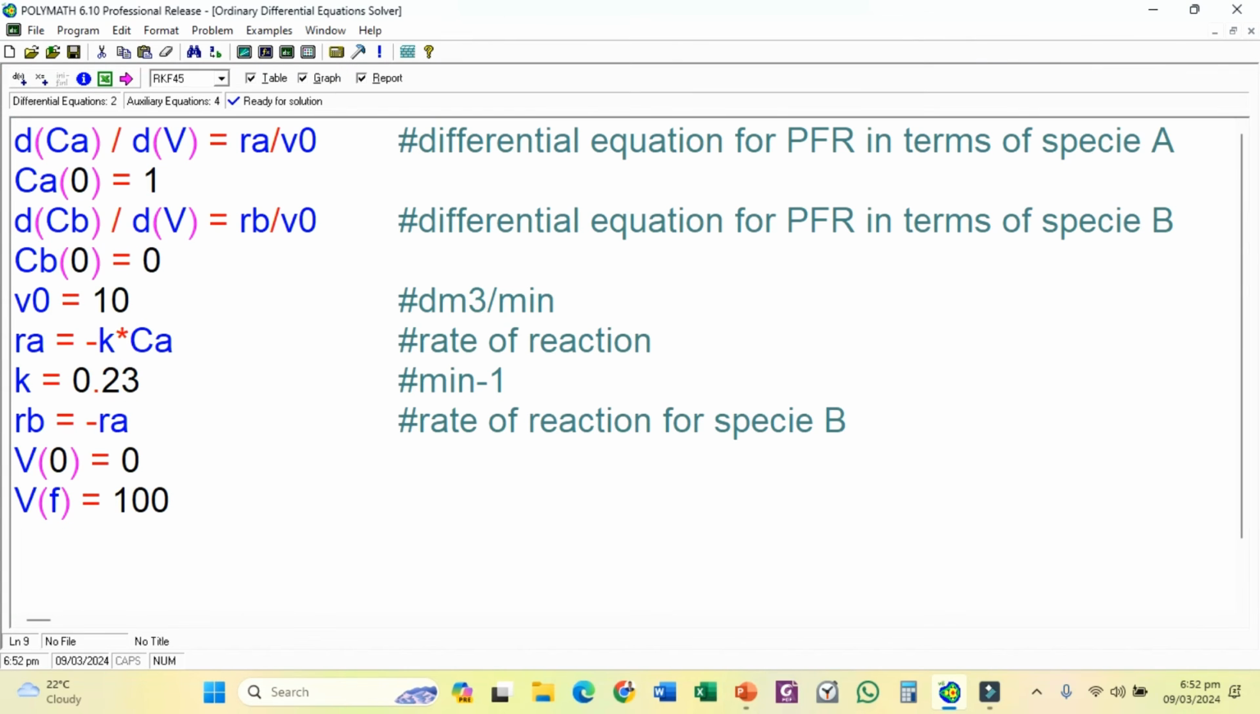So this is the simplest method demonstrating how to solve ODE using Polymath. Actually, if you remember in our lecture 32, we had said that we have to design a microreactor using this. But before that, we had to solve a simple system of ODE on Polymath. So I hope you have understood all the aspects of this lecture.